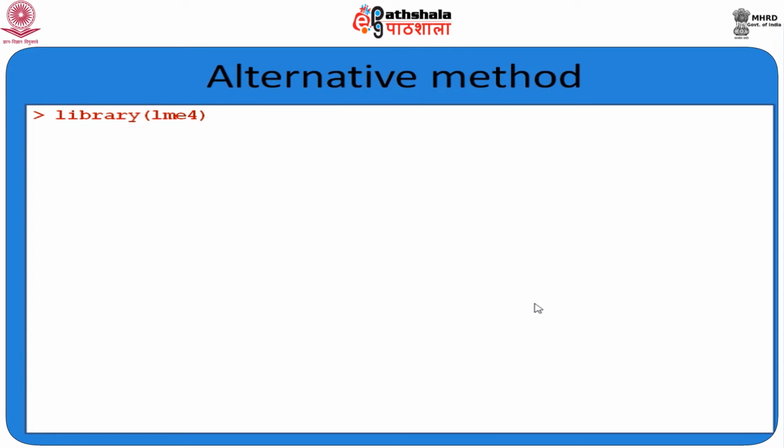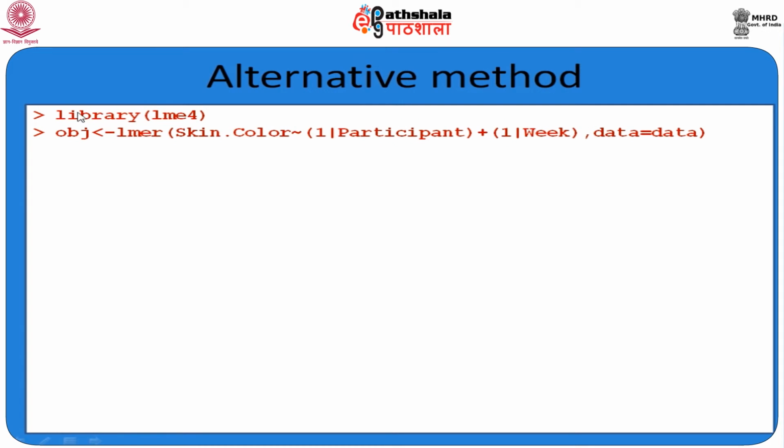Alternatively, I can use the same for the lme4 functions, that is lmer. This is another one. Last time I showed you the nlme. Similarly, the mixed effects model can be fit by the lme4 package. The function is lmer, and the syntax is a little bit different here. The skin color, and then within brackets you pass 1 given participant plus 1 given week, and then pass data equals data if data is not attached, and that will generate a linear mixed effects model object.